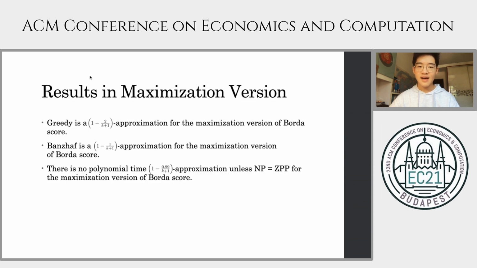Since most of the results in the previous papers are formulated in the maximization version, we'll also present our results in the maximization version as follows. Now, greedy is a 1 minus 2 over k plus 1 approximation. Benjov is a 1 minus 1 over k plus 1 approximation. And for the hardness result, there is no polynomial time 1 minus 0.99 over k plus 1 approximation. All these results follow almost immediately from their corresponding results in the minimization version.